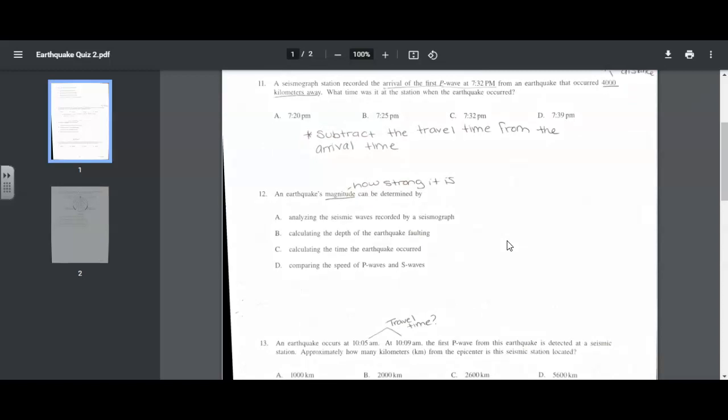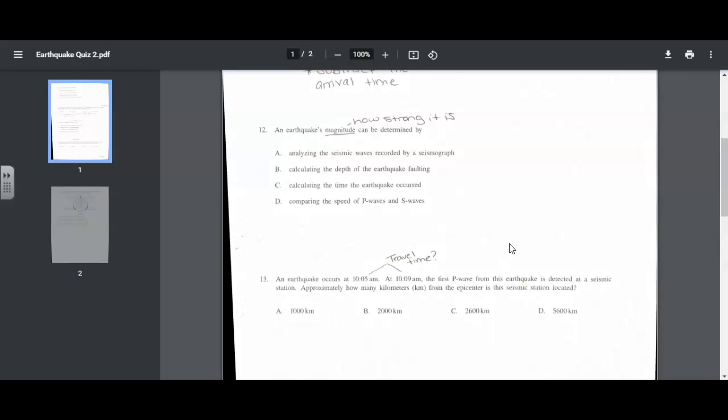Number 12 asks, an earthquake's magnitude can be determined by what? So how strong an earthquake is can be determined by what? A, analyzing the seismic waves recorded by a seismograph. B, calculating the depth of the earthquake faulting. C, calculating the time the earthquake occurred. Or D, comparing the speed of P waves and S waves.